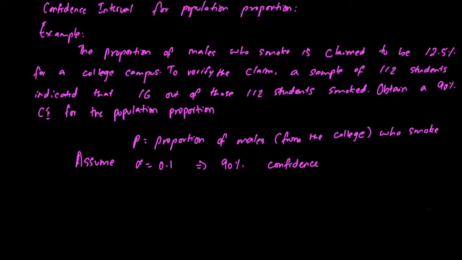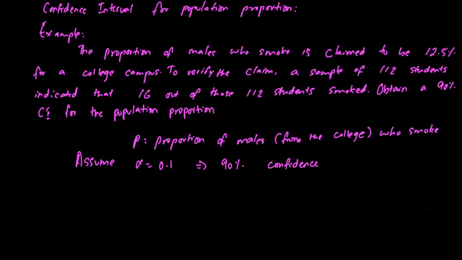This video is an example for a confidence interval for a population proportion. In this example, what we're trying to do is to find a 90% confidence interval for the population proportion. They claim that the proportion of males who smoke for a college campus is 12.5%.